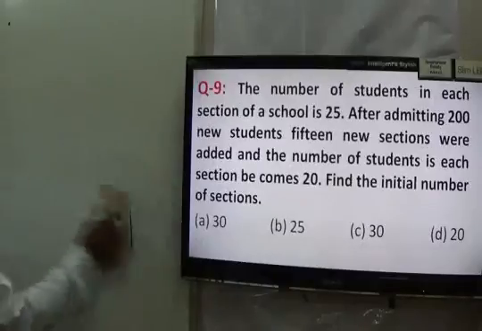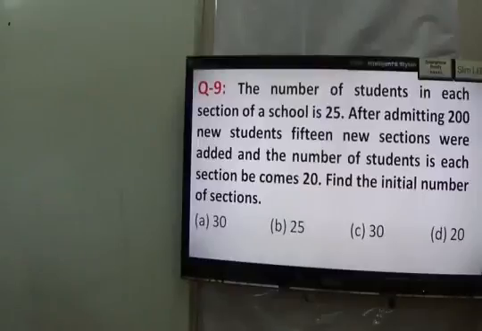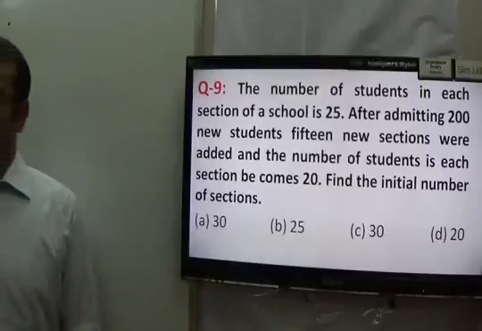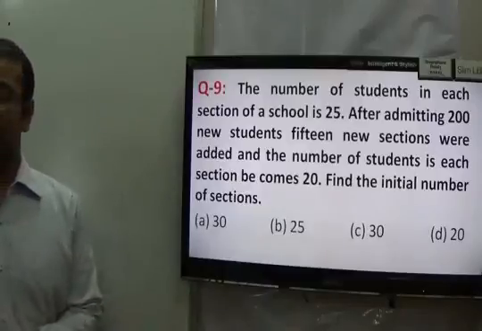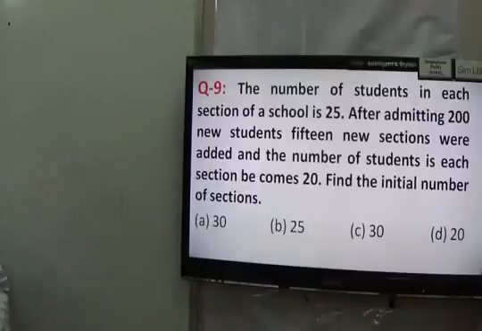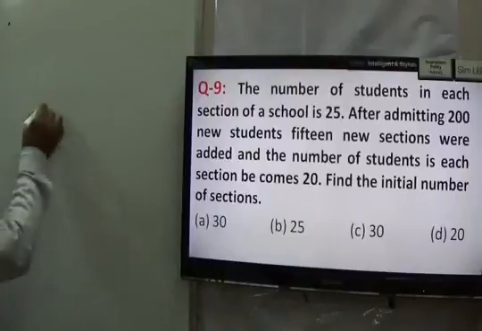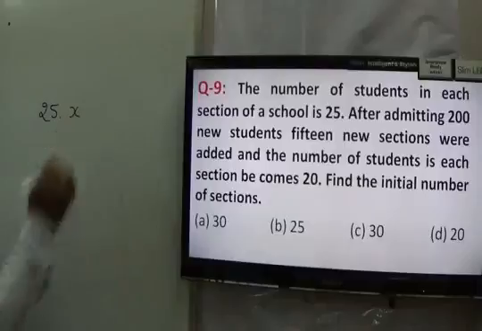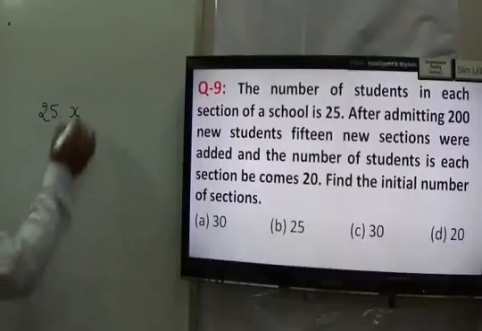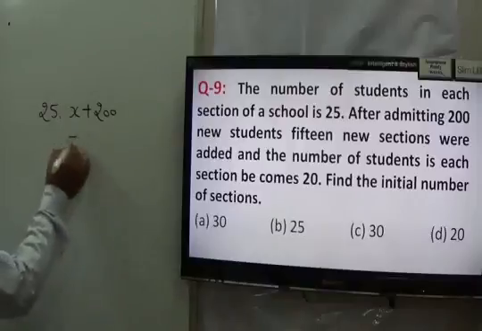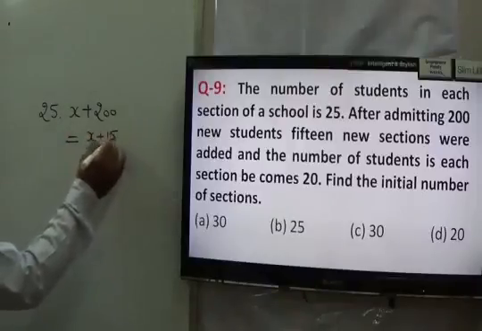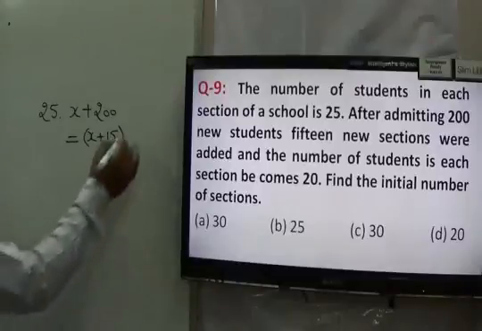Then you have question number 9. It gives you that the number of students in each section of a school is 25. After admitting 200 new students, 15 new sections were added and the number of students in each section becomes 20, right? So what it says is that the number of students in each section is 25. Suppose I say the number of sections is x, it means my total students are 25x. After admitting 200 students, now my total students are 25x plus 200 and 15 new sections were added. It means earlier my number of sections was x, now it will be x plus 15 and now in each section the number of students is 20.